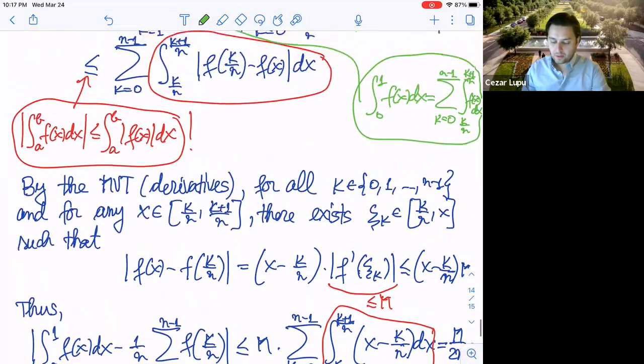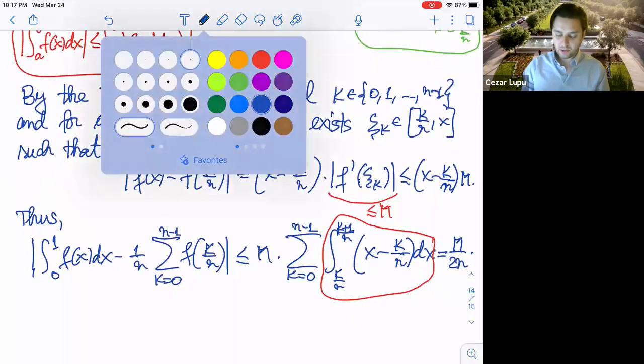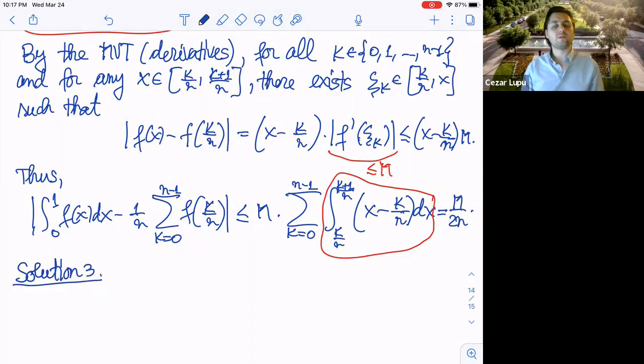All right. But now let's see another solution. We can actually go even further. Solution 3. We would like to use Taylor's expansion theorem. Like I said, we will prove the same bound, m over 2n, but this time we use Taylor series. So this will be based on Taylor series.